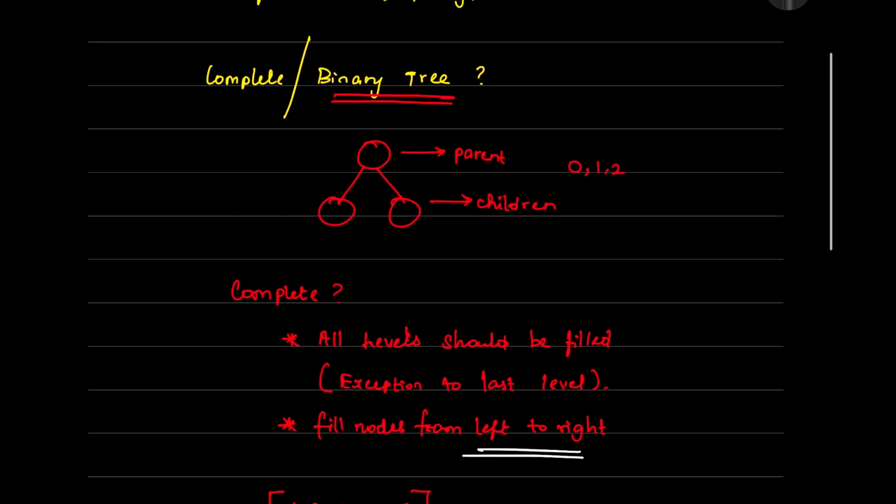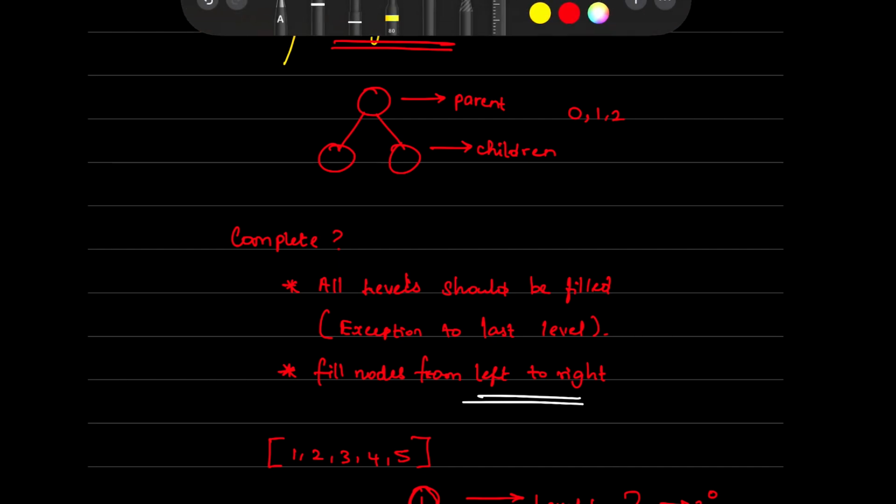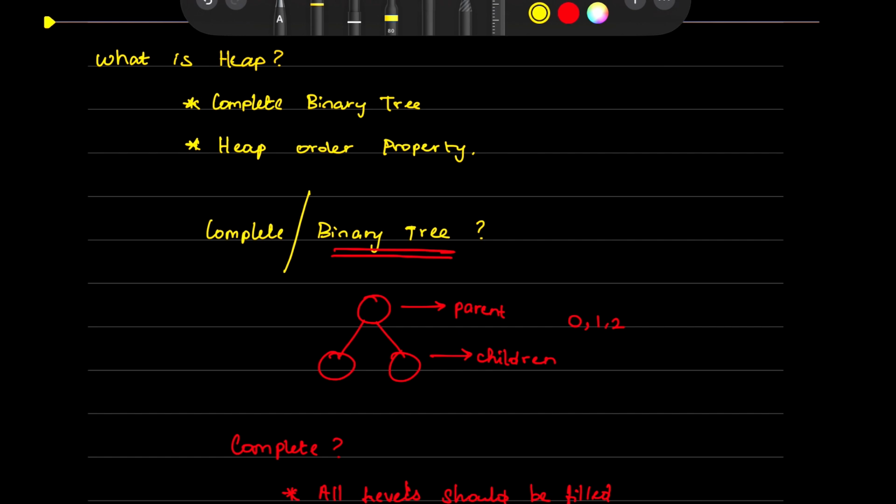So we understood what a complete binary tree is. A complete binary tree basically follows two conditions. All the levels should be filled. We can leave an exception with the last level. While filling the nodes, we should fill the nodes from left to right. So we are done with the complete binary tree.